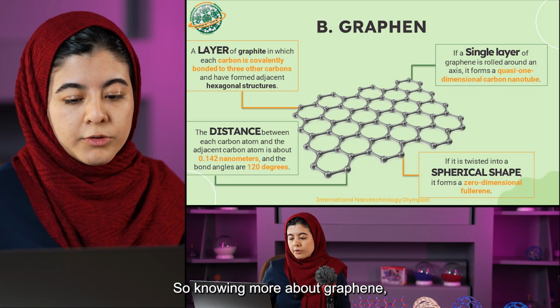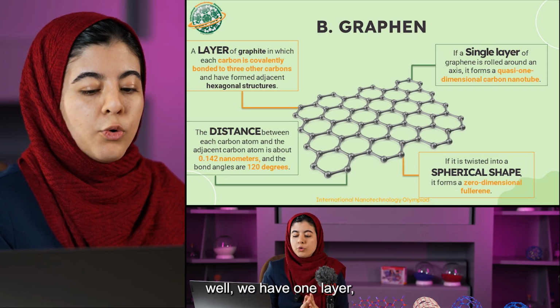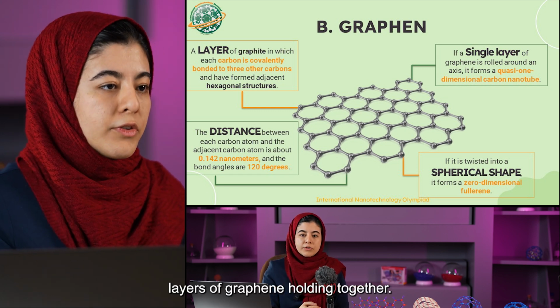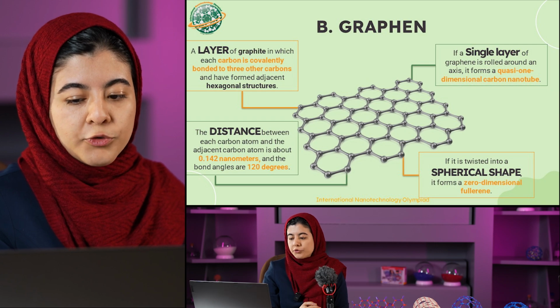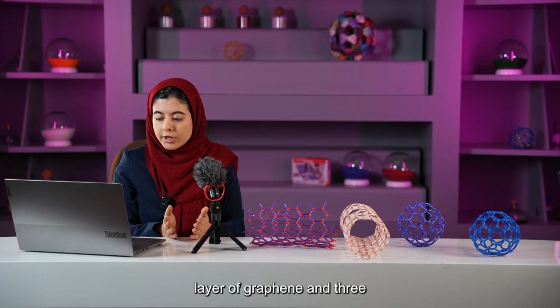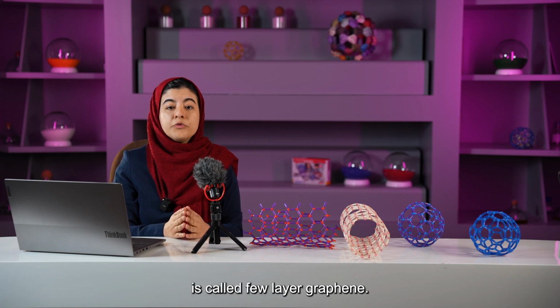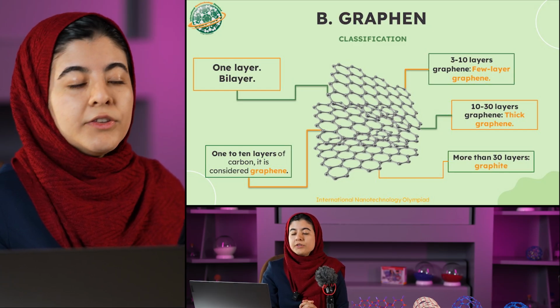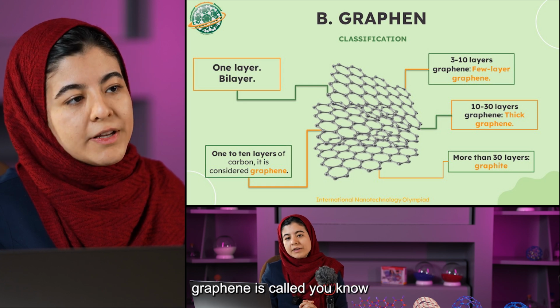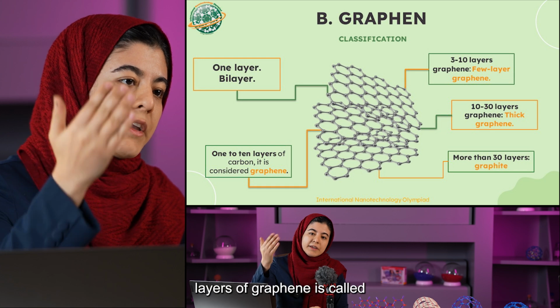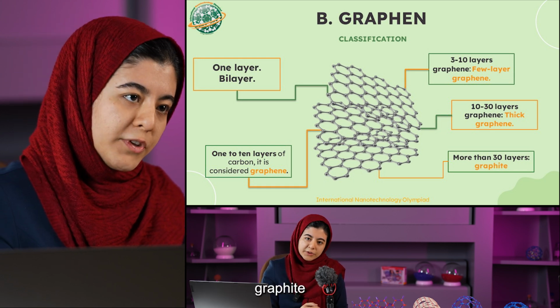Knowing more about graphene, we have one layer, bilayer, or few layers of graphene held together. For example, we call one layer simply graphene, and 3 to 10 layers of graphene is called few-layer graphene. 10 to 30 layers of graphene is called thick graphene, and over 30 layers of graphene is called graphite.